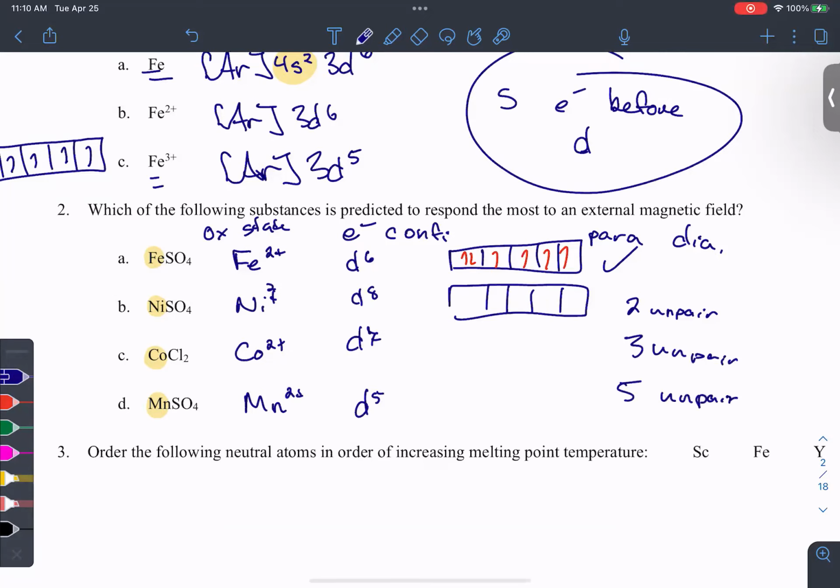And I'll draw that one because that's our correct answer. Oh, but not enough orbitals. 1, 2, 3, 4. 1, 2, 3, 4, 5. So you see 5 unpaired electrons, so our answer is manganese.